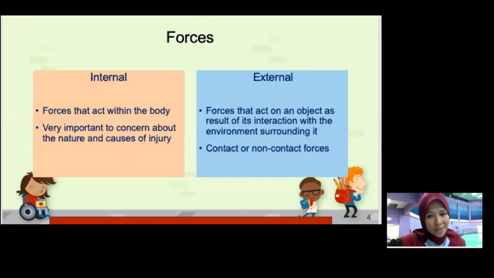Okay, the external forces are forces that act on an object as a result of its interaction with the environment surrounding it. They are either contact or non-contact forces. Okay, so external forces adalah bergantung kepada pergerakan sesuatu objek tadi yang disebabkan oleh interaction with environment ataupun surrounding.